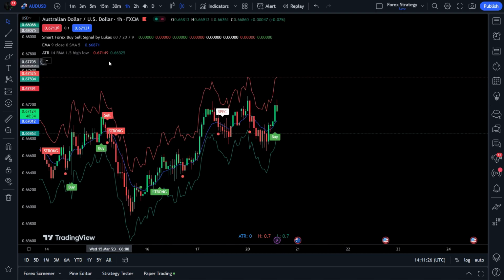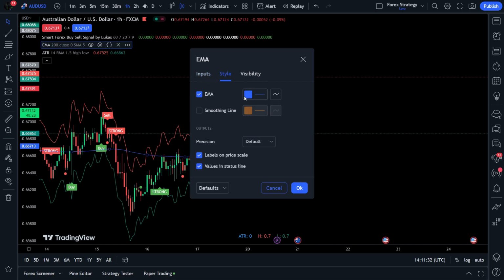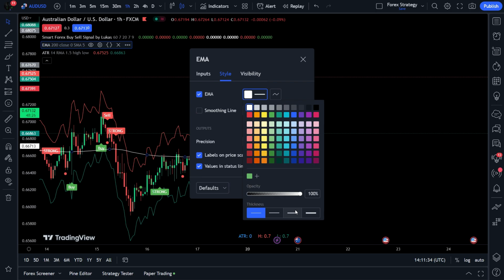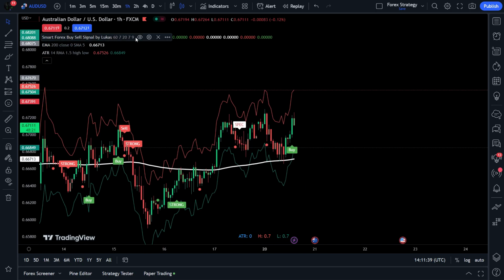First, head over to the EMA options and click Inputs. Let's change our length to 200. Next, go to Style and change the color of the line to white, and switch the thickness to the third option. Okay, now for the Forex buy and sell signals.